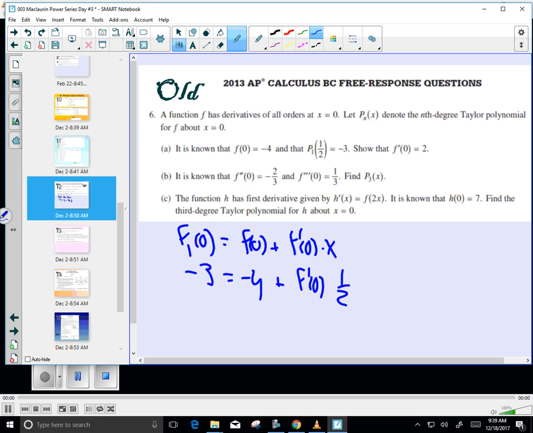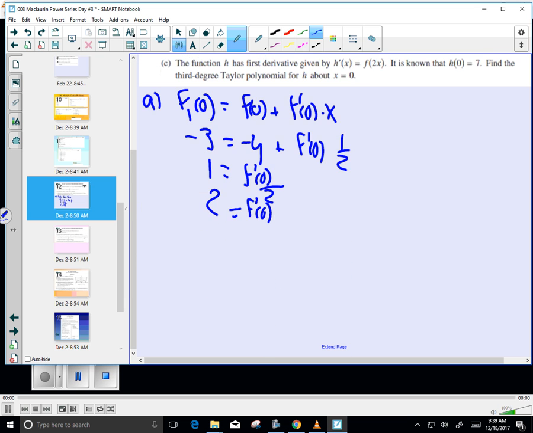So we just solve for that. Add 4, and you get 1 is equal to f prime of 0 over 2. So f prime of 0 is equal to 2. That's showing it step by step. AP would give you full credit on that. It's known that f double prime of 0 and f triple prime of 0, find that third polynomial. No sweat. We can do that.